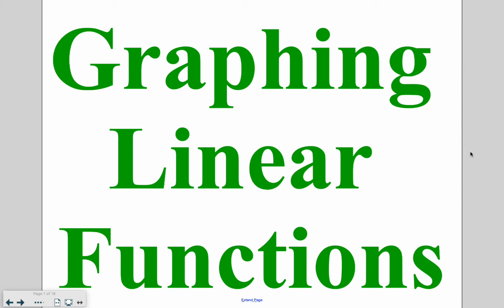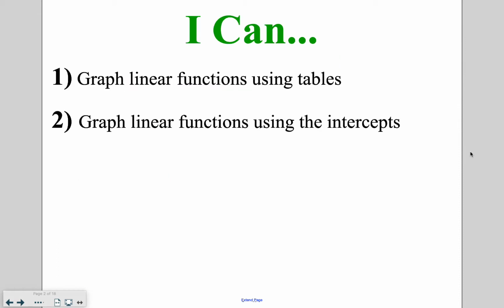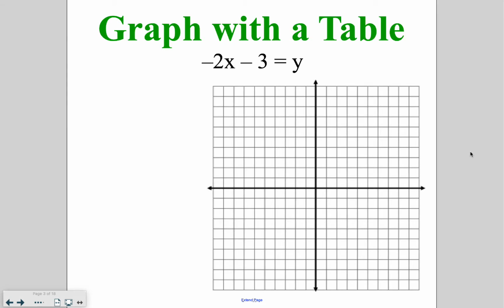Hello class, and welcome to today's algebra lesson, which is about graphing linear functions. By the end of today's lesson, you'll be able to graph linear functions using tables and graph linear functions using the intercepts. So we're going to start with graphing by table.